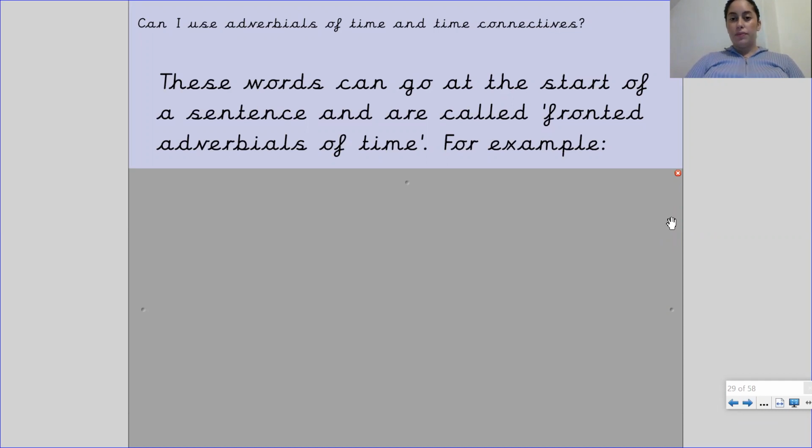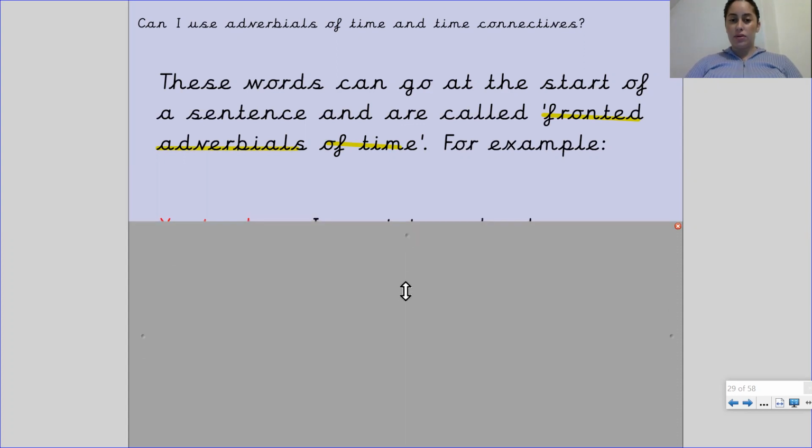Okay, so as we already know, adverbs can also go at the front of a sentence. When they go at the front of a sentence, they are called fronted adverbials. Now, these are specifically fronted adverbials of time because adverbs in general tell us when, where, how. But these are fronted adverbials of time because we don't want to know where or how, we want to know when, we want to know the time of it. So these are called fronted adverbials of time.